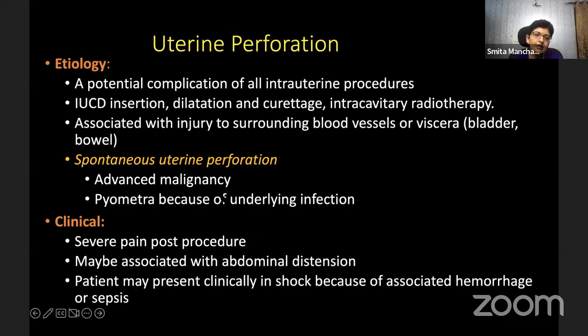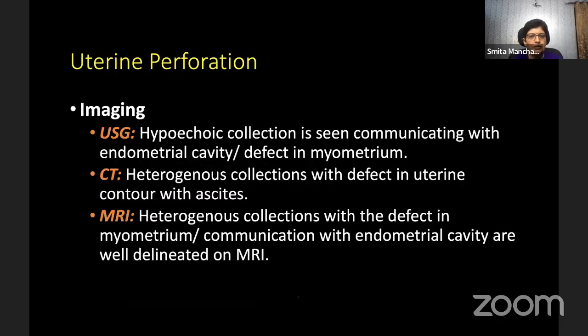Spontaneous perforation can happen either if there is a pyometra because of underlying infection, where tuberculosis is a common cause, but this is usually a chronic presentation, or an advanced malignancy. Severe pain can happen post-procedure, immediately associated with abdominal distension. The patient may land up in shock if there is an associated hemorrhage or sepsis. So if we are suspecting a perforation, what do we see on the ultrasound?